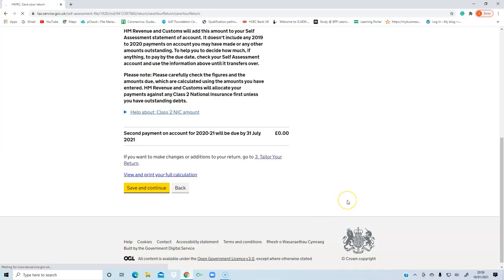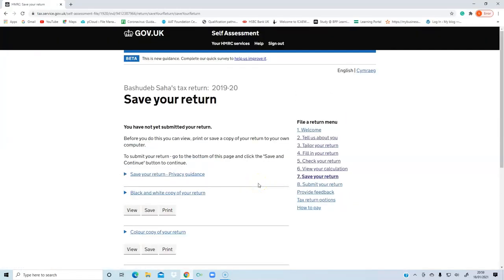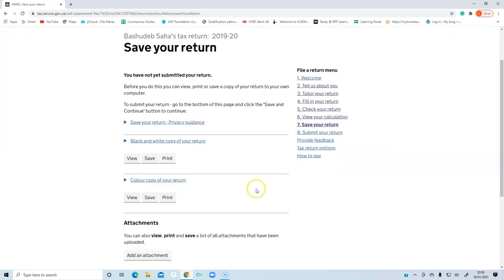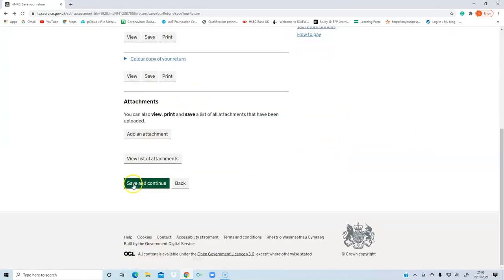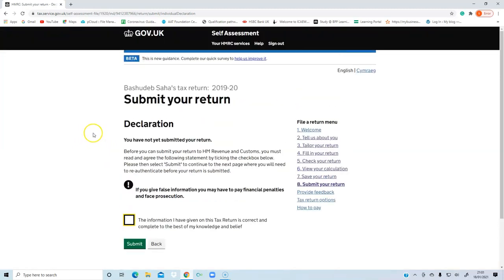Then you move to the next section, save and continue, and it will give you the option. So the return is now ready. You can view it as a copy. You can say okay, save and continue, and after that it will take you to the final section. You can click here, yes, everything is correct, I understand everything, and you can hit the submit button. It's done. So that's how you can submit your tax return from beginning to end.